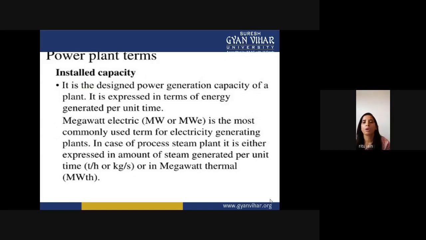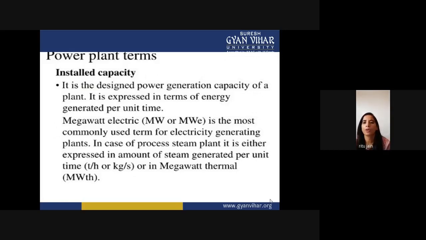That's why we call it megawatt electric generation. So megawatt electric is the most commonly used term for electricity generating plants. In the case of a process steam plant, it is either expressed in the amount of steam generated per unit time, or in megawatt thermal. Okay, so if you talk about a steam plant, it can be expressed in the amount of steam generated per unit time.